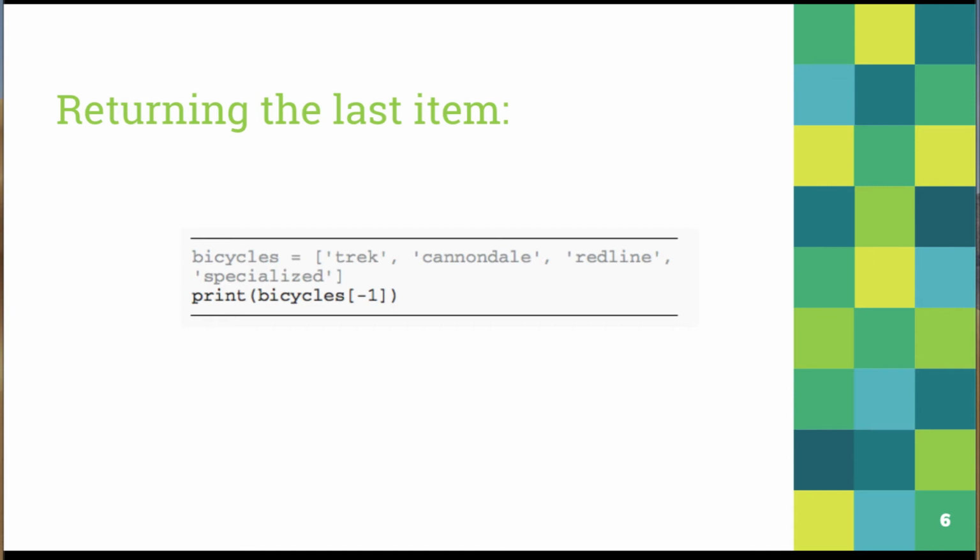There might come some moments when you don't know how long your list is, or you don't care. In those cases, you may just want to return the last item in your list. In this case, what do you think this one's going to do? Think about it. I'm asking for -1. Python is going to look at the list and find the very last item, and it will print Specialized. If I used an index of -2, it would be Redline, -3 would be Cannondale, and so on. So I'm really just looking through the list backwards.